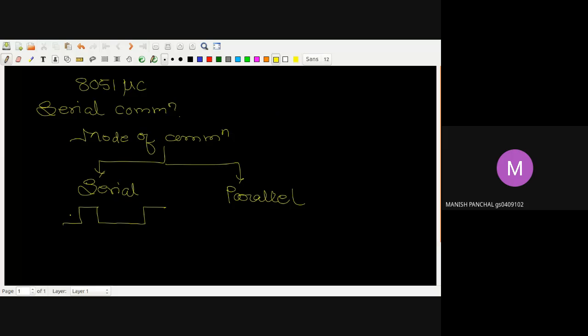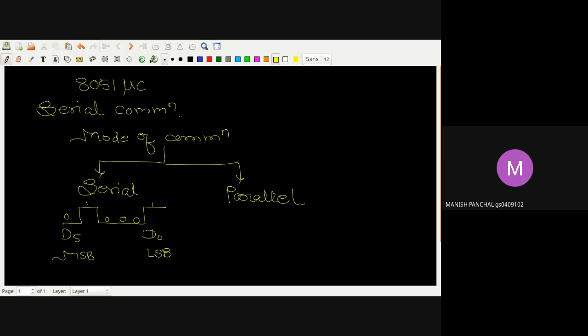The bits of information that are available to you are 0 1 and triple zero, and this is the information you want to transmit. Suppose this is your bit number D0, and this is your D1, D2, D3, D4, and this is your D5. This is the LSB of the information, and this is the MSB of the information.